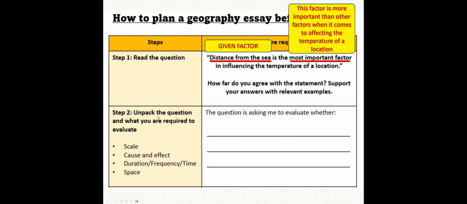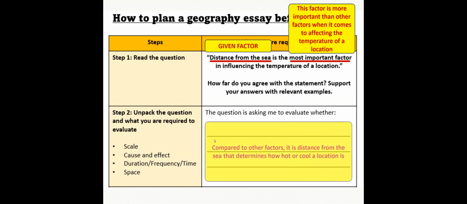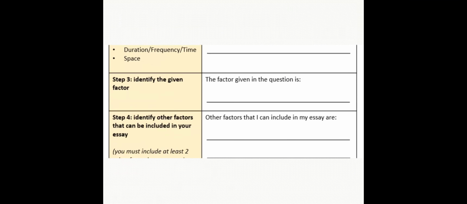So step 2 is unpack the question. You are going to annotate and you're going to find out what you are required to evaluate. Evaluation means what are you required to judge? And in this case, we have already discussed, we actually have to judge whether compared to other factors such as altitude, latitude, nature of surfaces, is it distance from the sea that determines how hot or how cool a location is? I'm pretty sure in your head right now, you are thinking hard about which factor is the most important. That is good. Now we will go to the next step.